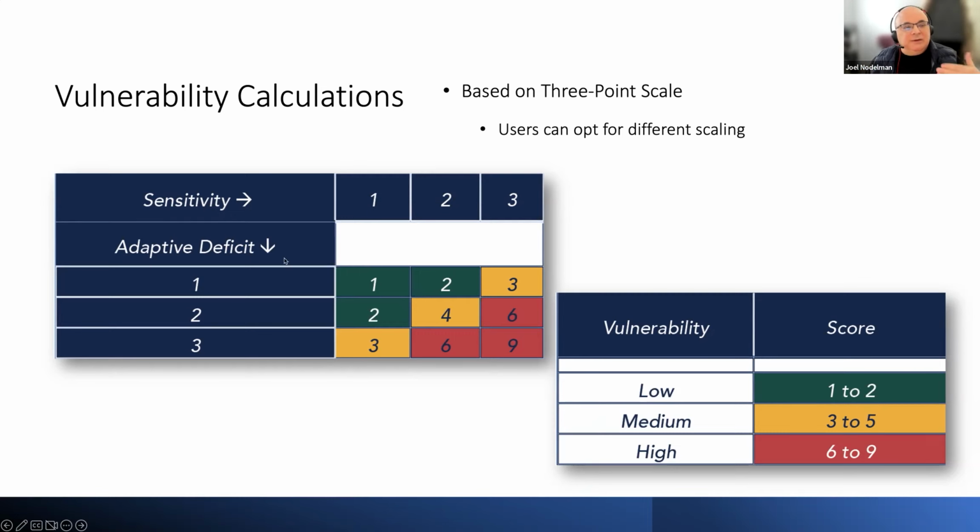And so we also define this concept of adaptive deficit. And this is the trickiest part in any vulnerability analysis, because we always say, we're worried about the sensitivity and we're worried about the adaptive capacity. But if you think about it, then going back to high school, we have a number line. On one side, sensitivity is on the negative side of the line and adaptive capacity is on the positive side of the line.